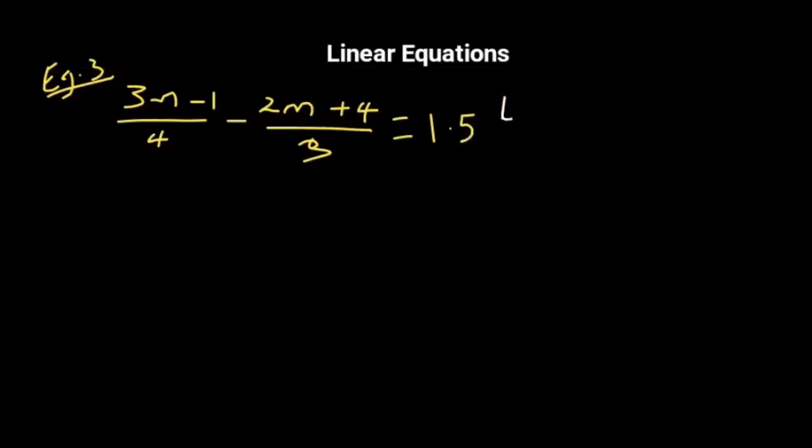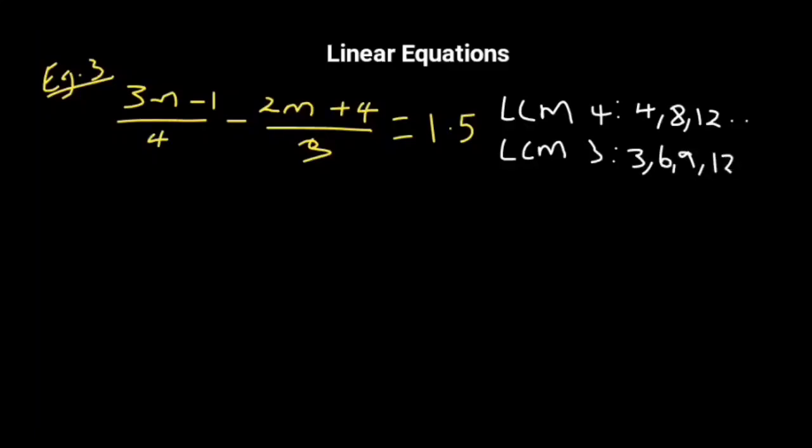Good. So with any fraction, the first thing that we need to do is find the lowest common multiple. So we're going to find the LCM of 4 and the LCM of 3. So the multiples of 4 would be 4, 8, 12, 16, and it continues and continues. But we only need a few, okay? So we're going to stop at 12. And then the multiples of 3 are 3, 6, 9, 12, 15, etc. But from what we can already see, 12 is our lowest common multiple.